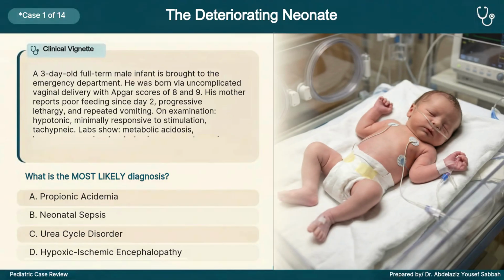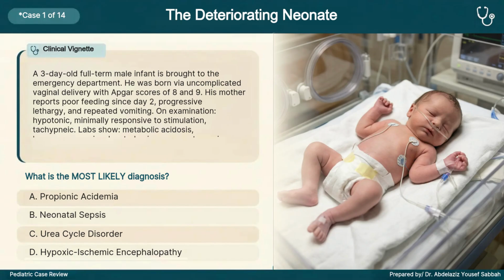Case 1. A 3-day-old full-term male infant is brought to the emergency department. He was born via uncomplicated vaginal delivery with APGAR scores of 8 and 9. His mother reports poor feeding since day 2, progressive lethargy, and repeated vomiting. On examination, he is hypotonic, minimally responsive to stimulation, and tachypneic. Labs show metabolic acidosis, hyperammonemia, elevated anion gap, and neutropenia. Newborn screening result is pending. What is the most likely diagnosis?